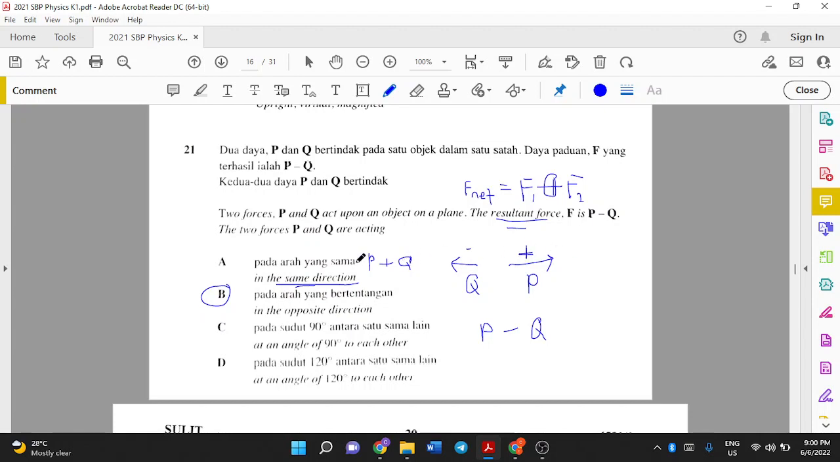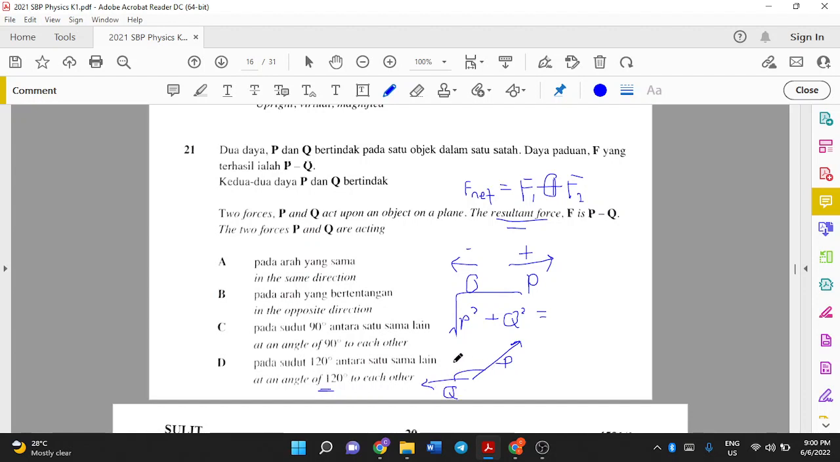both are positive sign. At an angle of 90 degrees to each other, you will need to use the triangle formula, P square plus Q square, and square root it. You'll be able to find the magnitude of the resultant force. At an angle of 120 degrees to each other, you need to resolve the force. For example, this is P and this is Q.